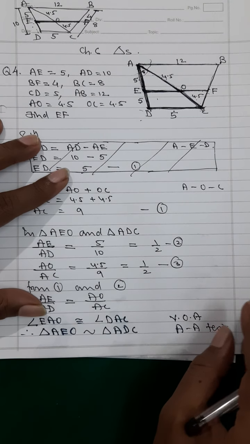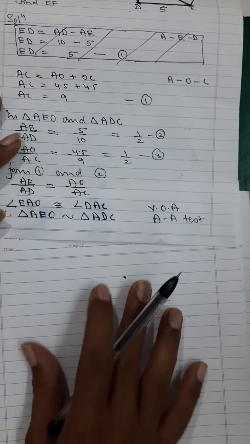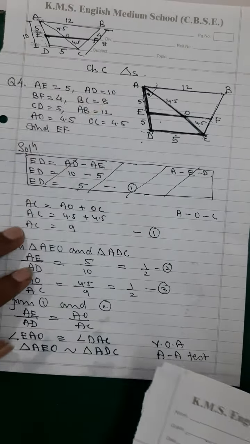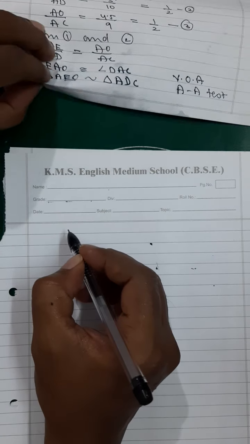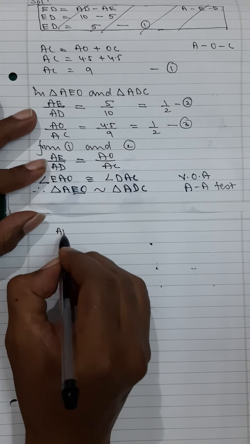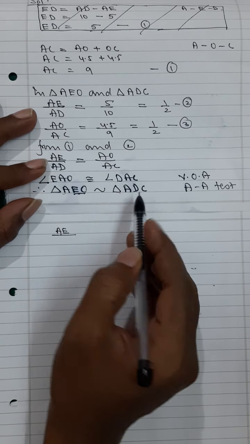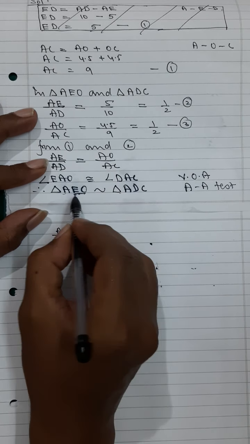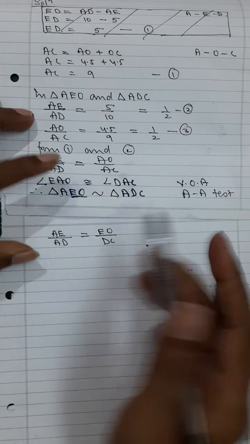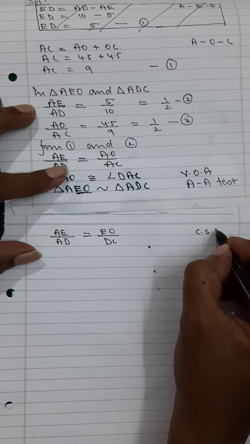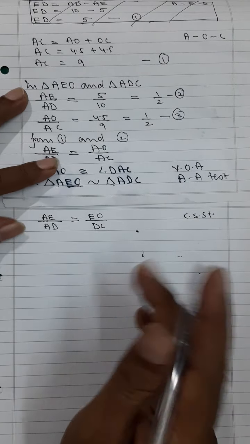Okay, so I have found triangle AEO similar to triangle ADC, and then I go for my next move. Now I have to deal with AE. I want EO, remember this. But one more side I'll require. What I'll write here is AE upon AD is equal to EO upon DC. The reason will be corresponding parts of similar triangles.